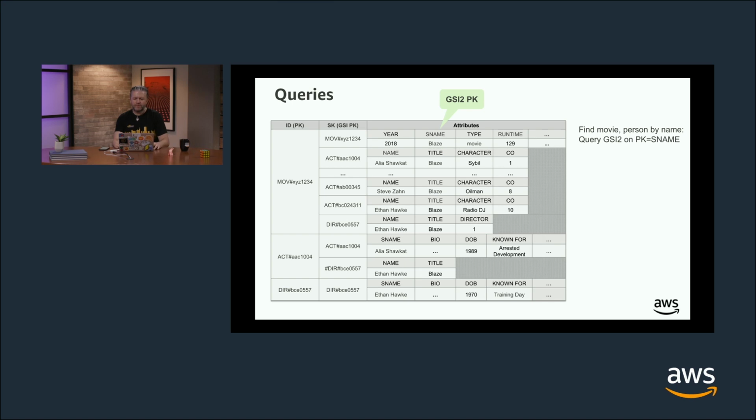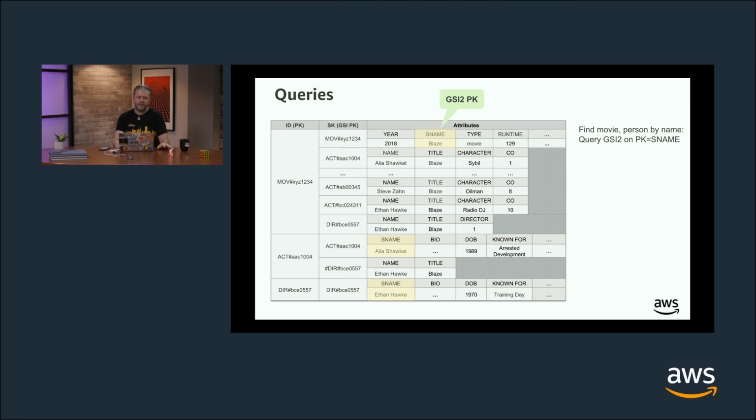So finding a movie, or in fact a person, by name, we'll introduce another global secondary index, and we'll use the attribute SNAME as the partition key for this global secondary index. So when we search for a name on this index, we'll be able to get movies, actors, as well as directors using this single GSI. So we're essentially overloading this GSI to get information about all entities that we have.